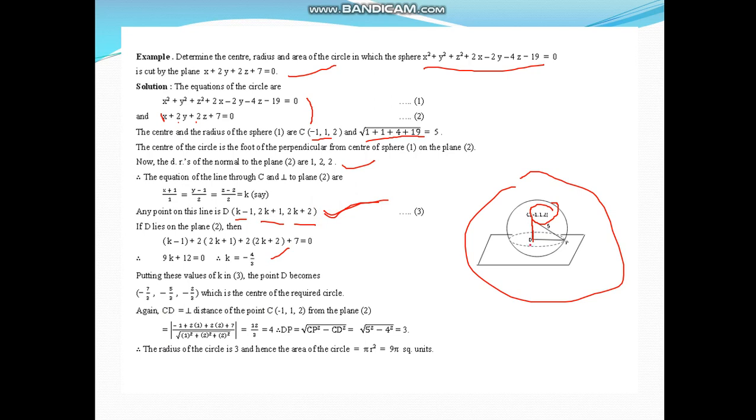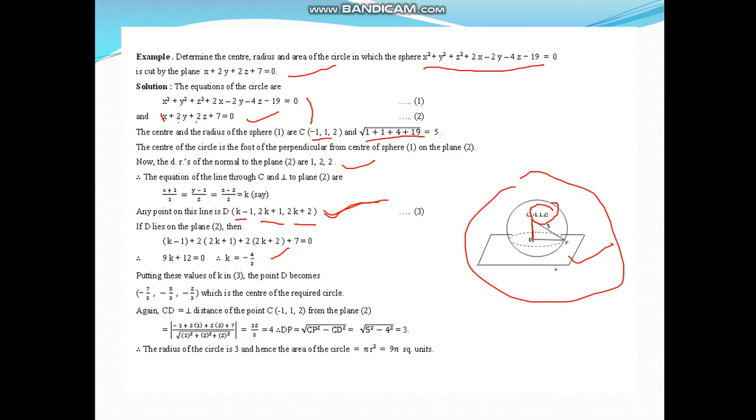Now we have got the center of the circle. The coordinates of C are known. Also CD is the perpendicular distance of the point C from the plane. The equation of the plane is known. It is our equation of plane. So we can find the perpendicular distance by our usual formula: ax1 plus by1 plus cz1 plus d upon under root of a square plus b square plus c square. On simplifying, the result will be 4.